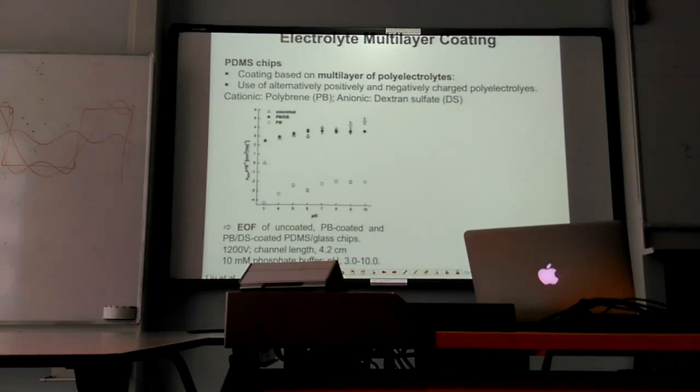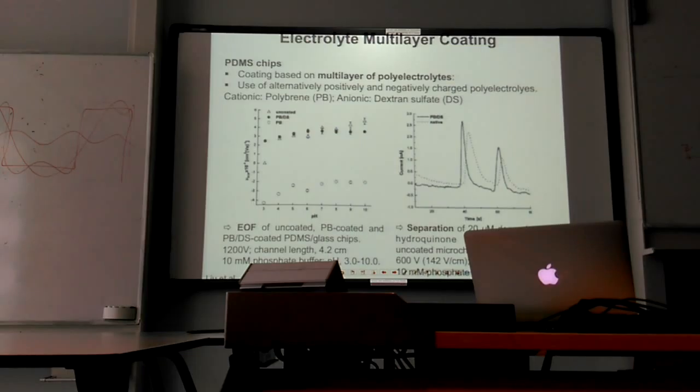After they add the first layer, they can see that they can reverse the electroosmotic flow because they change the charge on the surface. But they also have a bit of variation. Then after the second layer, they can better stabilize their electroosmotic flow in the channel.